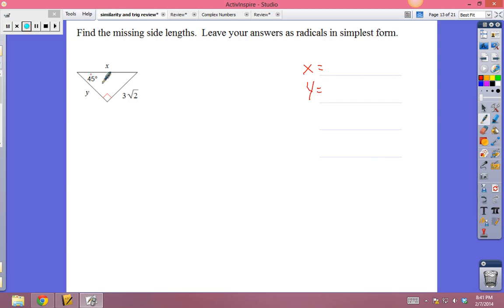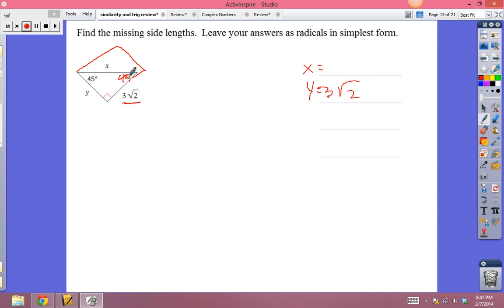Alright, so 45, 45, 90 is half of a square. The other half looks just like this, kind of. And now they give us this, so we also know y. Y's got to be 3 square roots of 2. All the way around is 3 square roots of 2.